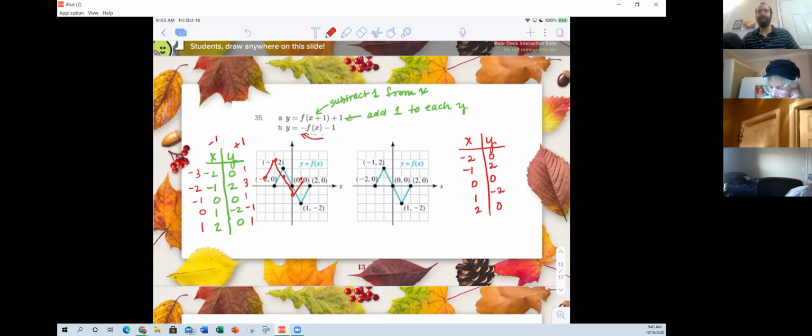This tells you to take the opposite of the y, and this tells you to shift down one, or subtract one from y. So the x values are staying exactly the same as the y values that are changing. So I'm going to take the opposite of all the y's. So first of all, it'll stay 0, that'll be -2, that'll stay 0, that'll become +2, and then that'll stay 0.